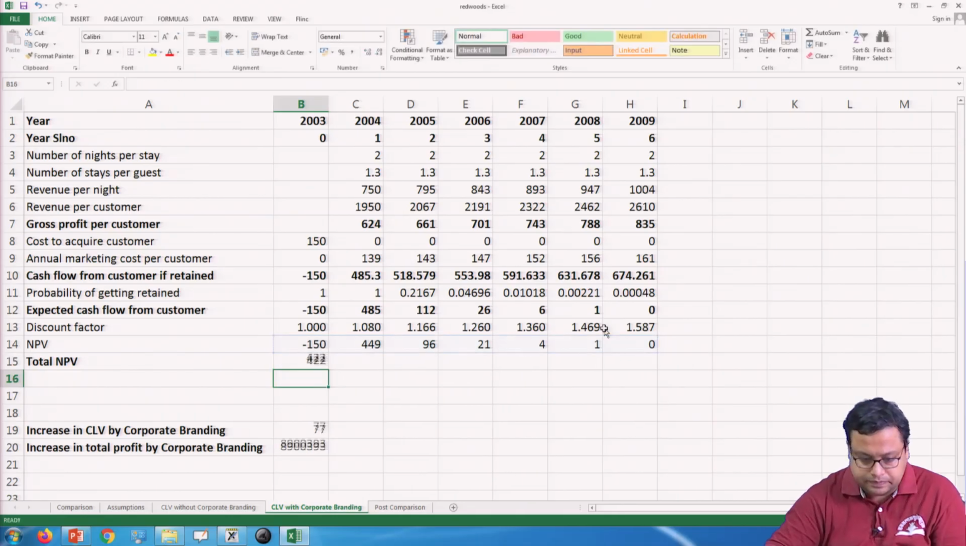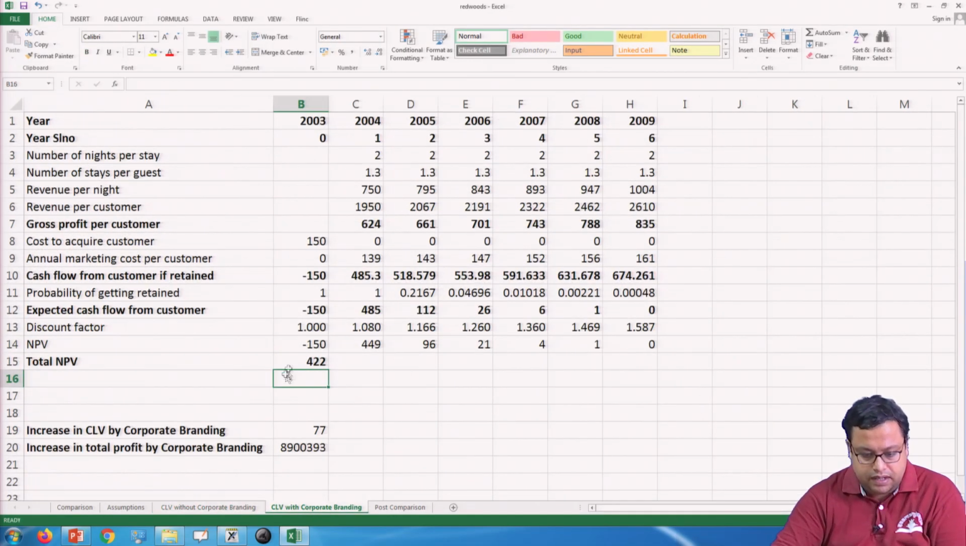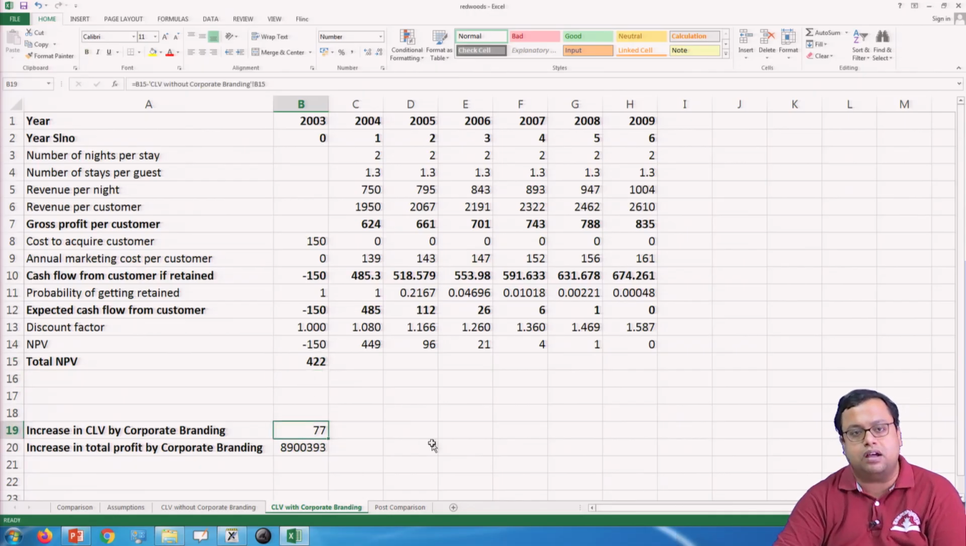be 422. So, previously it was 345, now it is 422. The extra money that I generate is 77. So, increase in total profit is around how much? 819 into these customers. So, that is the increase, and I have not taken into account till now the repeat customers.